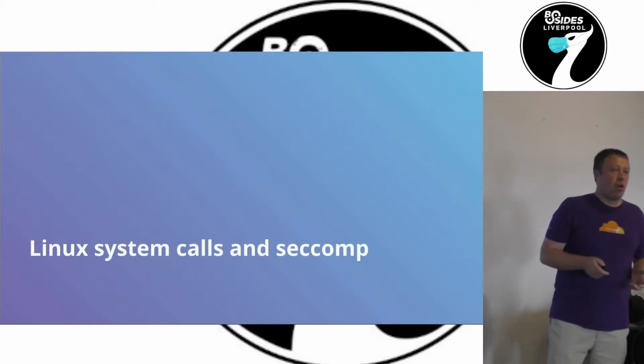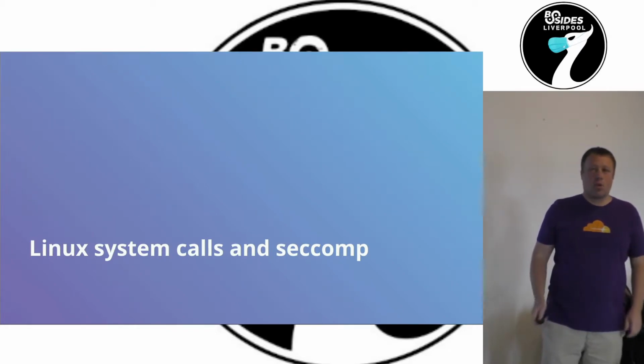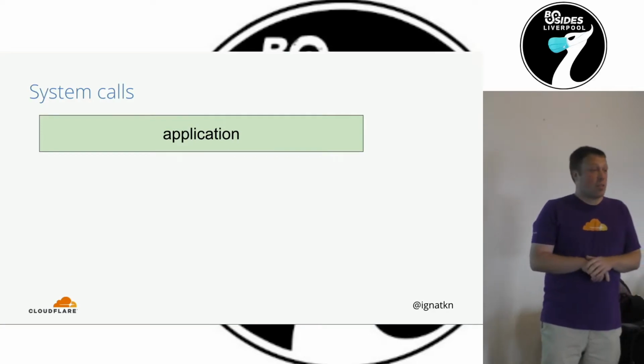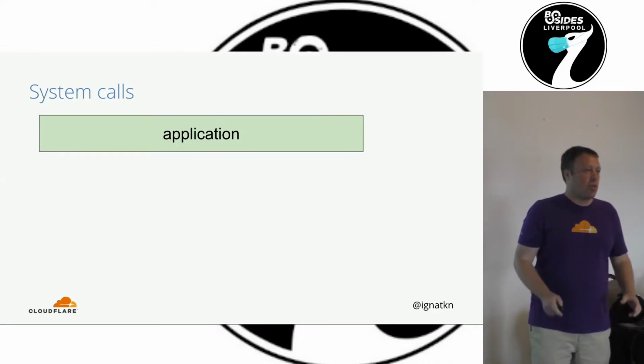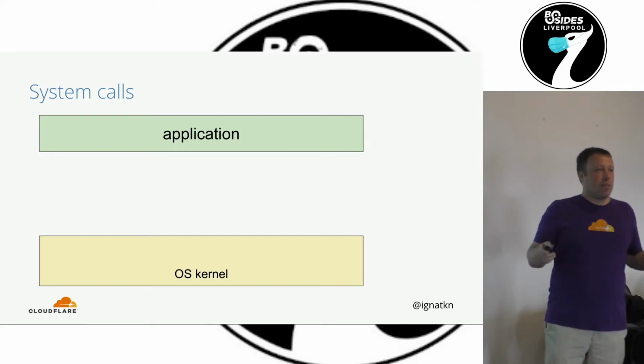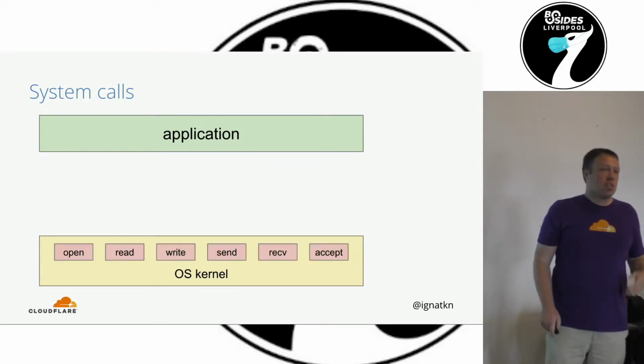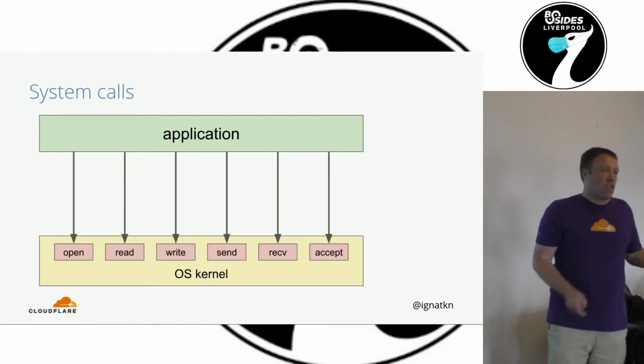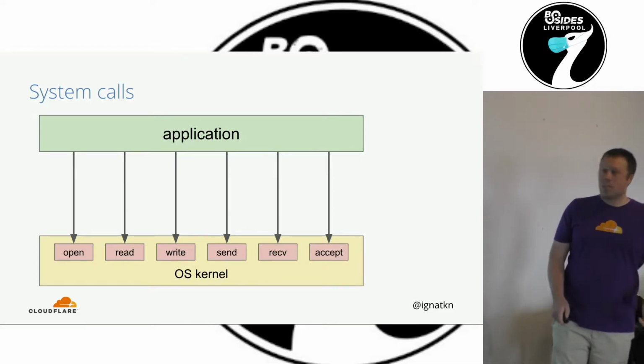But to understand SecComp, we first will review system calls. So what are system calls? Nowadays we don't write applications on real hardware. We usually use some kind of operating system, which is like a middleman between the application and the hardware. Applications interact with the kernel using some kind of API. These APIs are called system calls. So applications read and write data, send data over the network, always using some system calls.